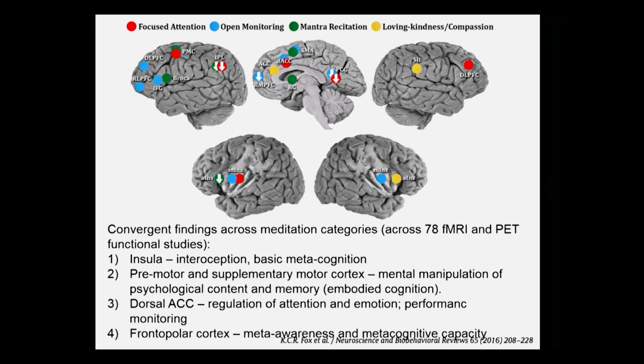So this was actually a more comprehensive study of 78 functional studies. What you're seeing in the different colors are different types of meditative practices and the areas that they light up. You can see that, yes, insula and premotor cortex and ACC tend to be consistent, but there is quite a lot of diversity between different practices. That's something we need to keep in mind as we're trying to understand what these different practices do. They have different effects on the brain.